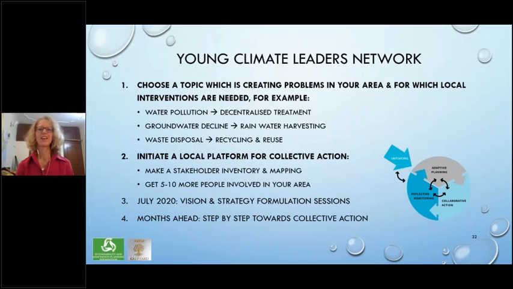And I think Meesha has already introduced these ideas. The idea is that you could choose a topic, which is creating a problem in your area. And then you can initiate a local platform for collective action by finding like 10 more people that are interested. You could use some of the tools that I've presented in this presentation. You could make a stakeholder inventory and mapping to start with, and then start working on a vision and strategy formulation. And I think that Meesha will help you to facilitate these sessions in the months ahead. And step by step, you may be moving towards collective action and impact on the ground.